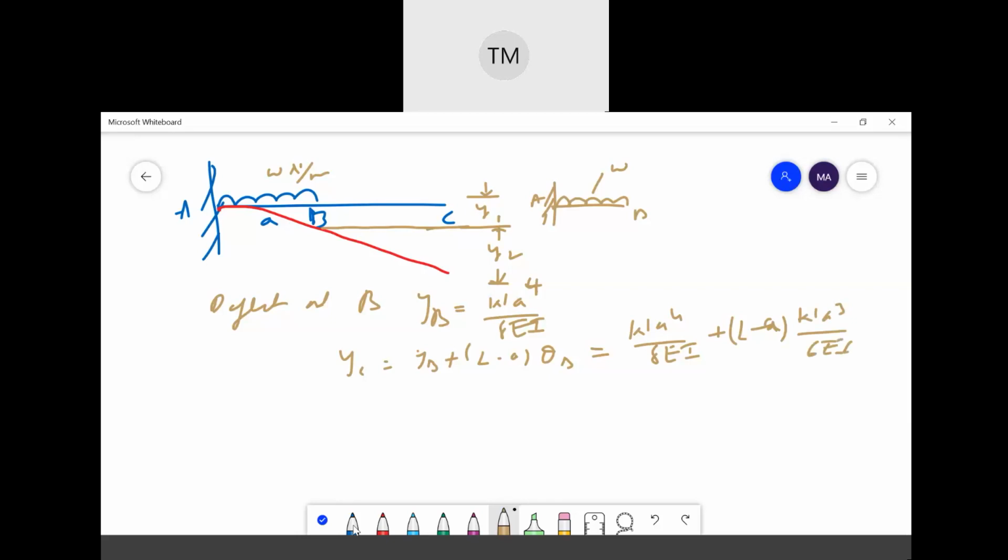This one will be the slope. The slope at this point and the slope at this point are the same, slope at B and slope at C. So theta B is equal to theta C is equal to w a cube by 6 EI. This one will be your slope. Is it clear? Anybody has any doubts?